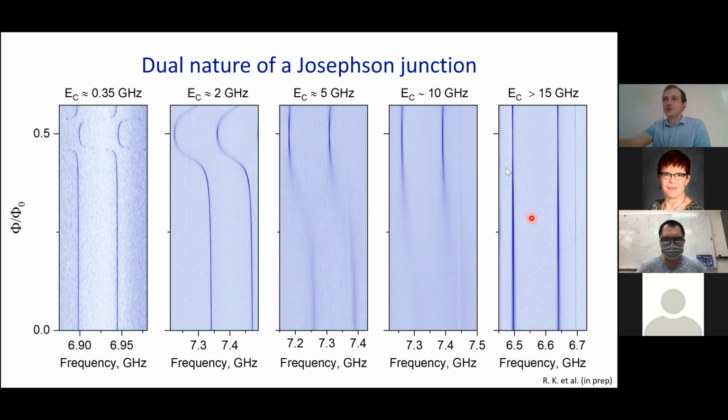What happens here is a kind of dual nature of a Josephson junction. At the smallest EC values, it behaves more like an inductor. But when you go to very large EC values, it behaves more like a capacitor, with a small perturbation given by EJ. And that's why you have this broadening now at 0 flux, where EJ is maximum.